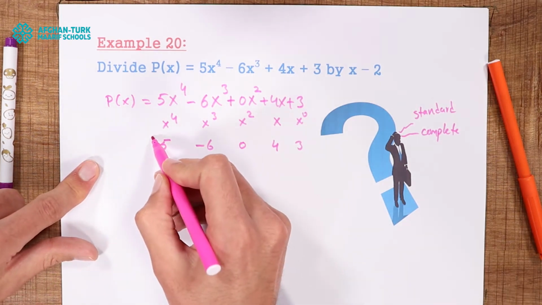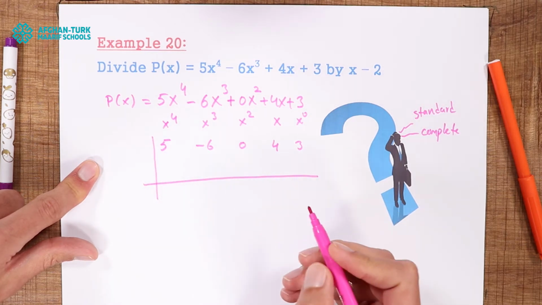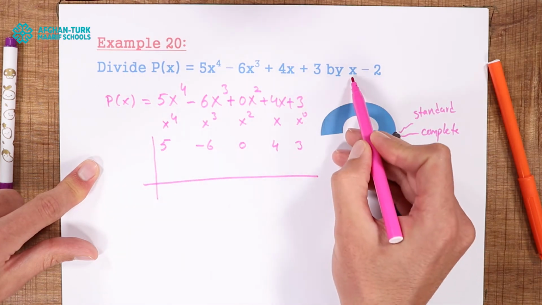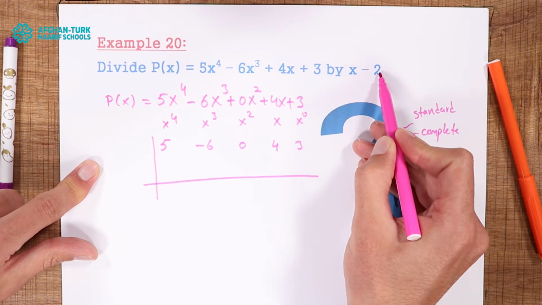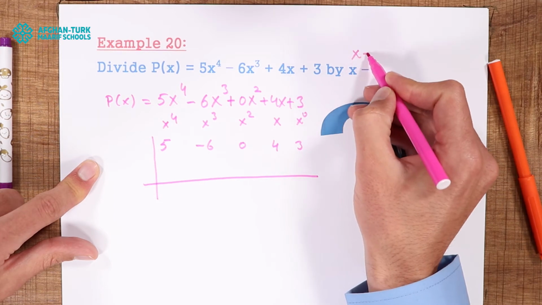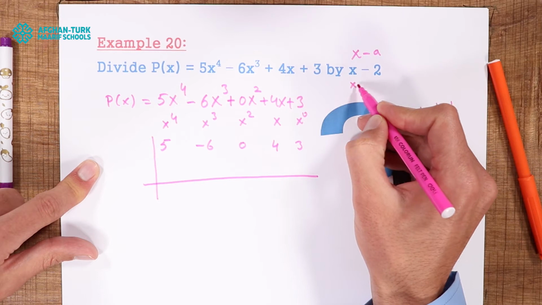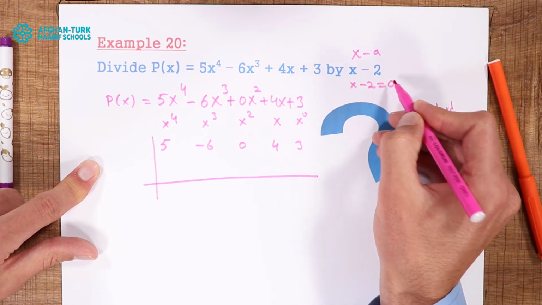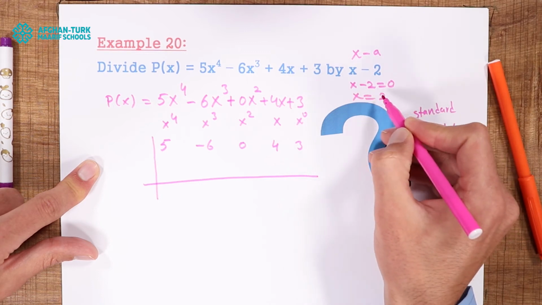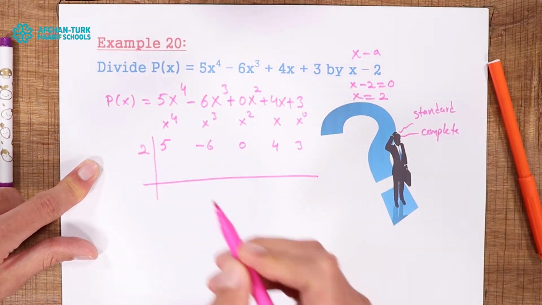So start by just drawing a vertical line and a horizontal line. After that, what will be written here? Yeah, here you can see x minus 2, a binomial of the form x minus a. Here you can see that a is 2, but you can also find a by this method: set x minus 2 equal to 0, and after that x is equal to 2. So it means that a is 2. So write 2 here.